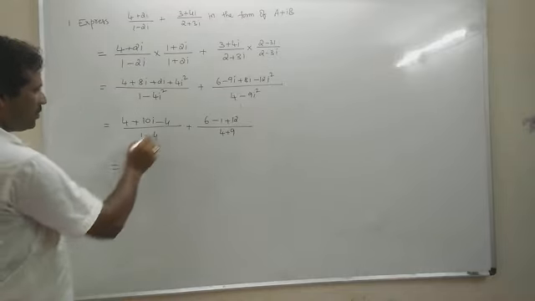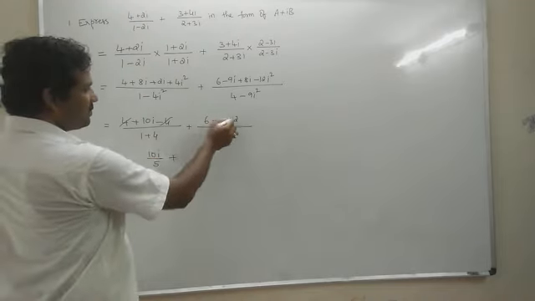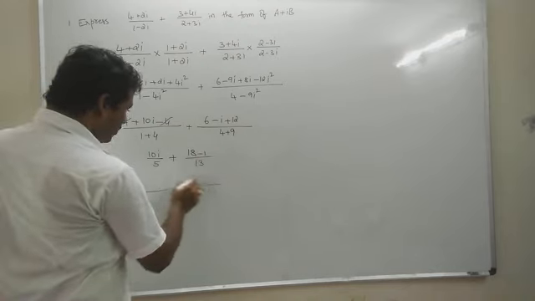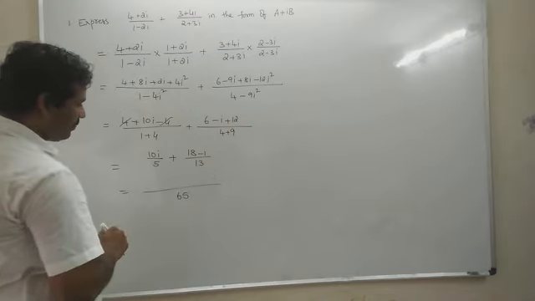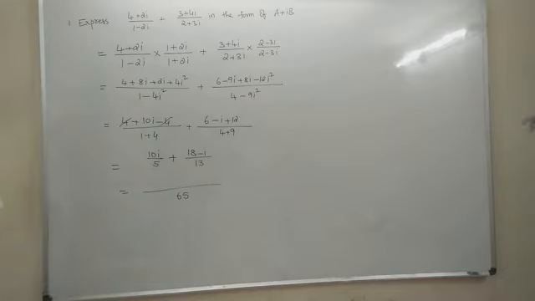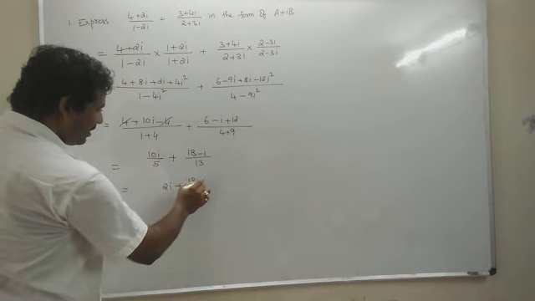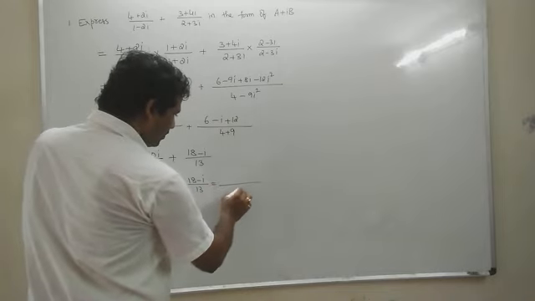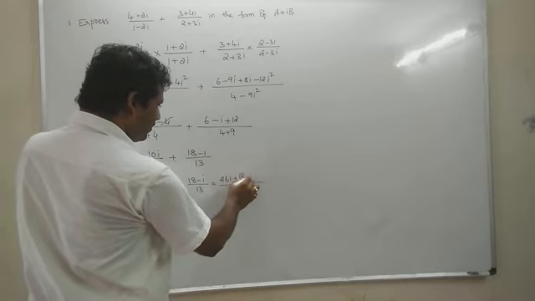What is this equal to? 4 gets cancelled. 10i by 5, plus (6+12), 18 minus i by 13, that equal to, now the LCM is 65, 13 into 5. Or you can do in this way, 10i by 5, that equal to 2i, plus (18-i) by 13. Now take the LCM. LCM is 13. Take 13. 13 into 2i, 26i, plus 18 minus i.